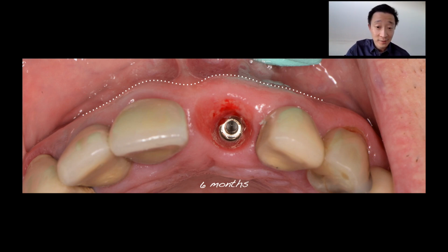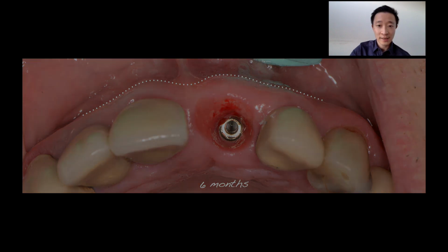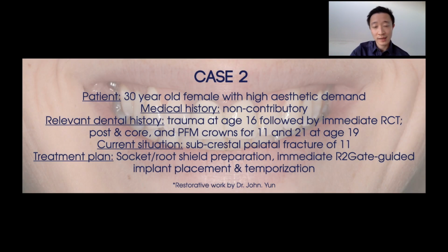Unfortunately, at this point, I did not see the patient anymore. He did get restored by his general dentist. I do not do final restorations for my cases, as I'm a specialist and get referred these cases. So that's case number 1, and we're going to get into case number 2 now, which is slightly different.